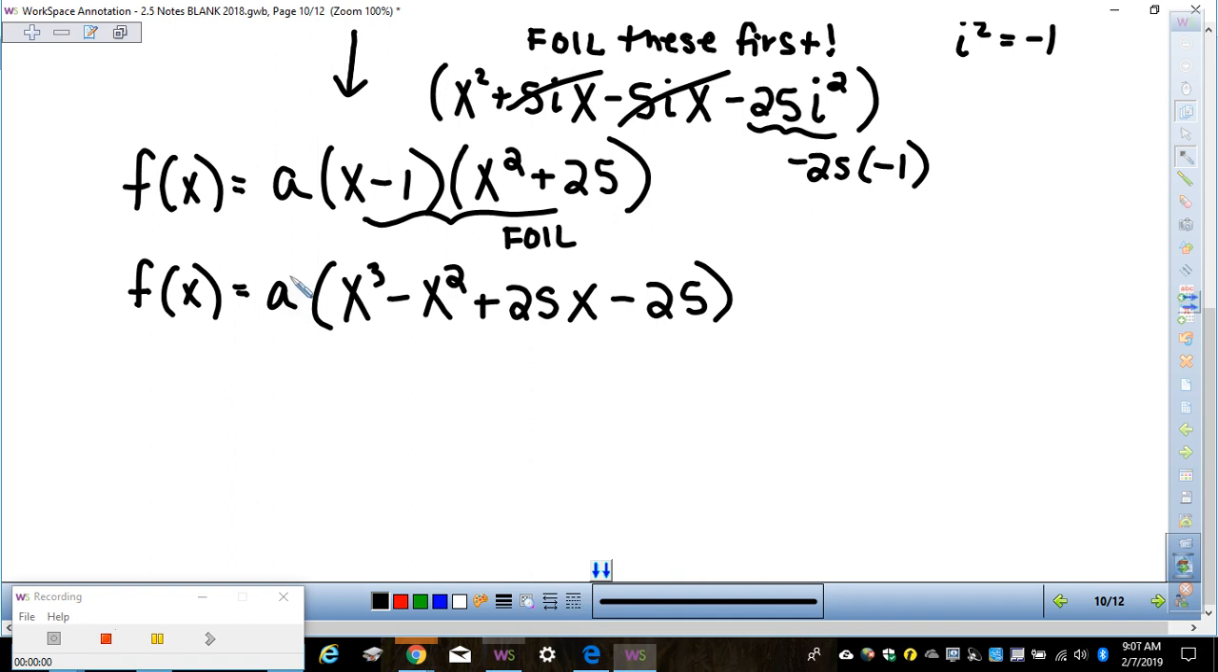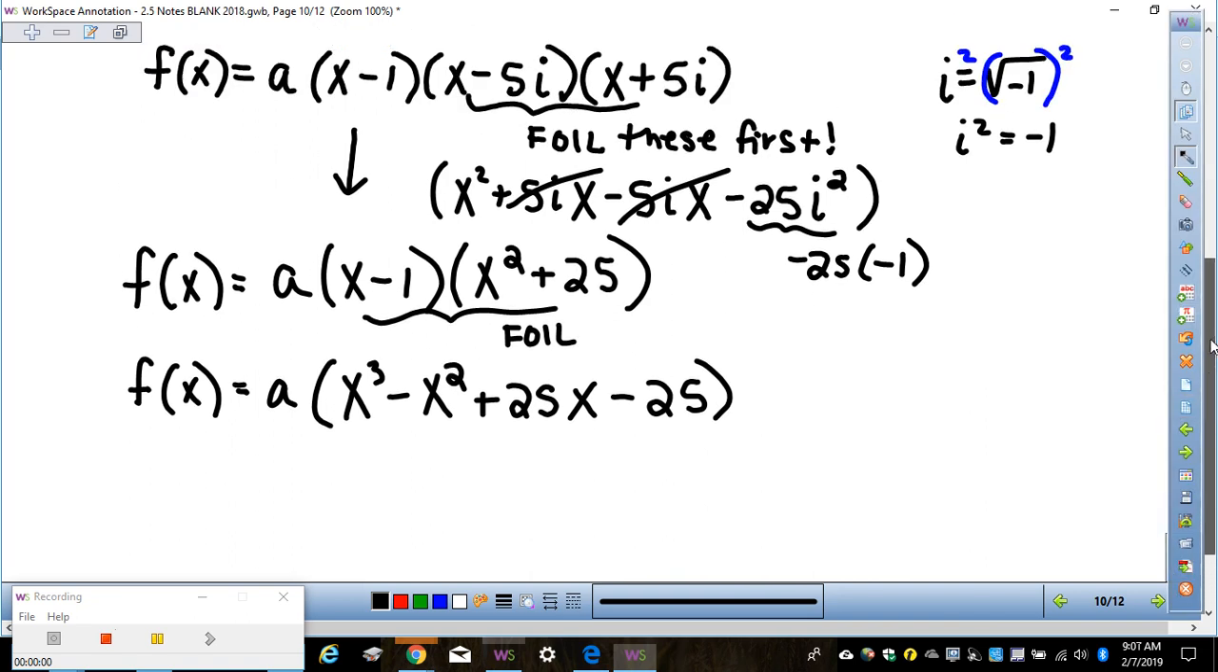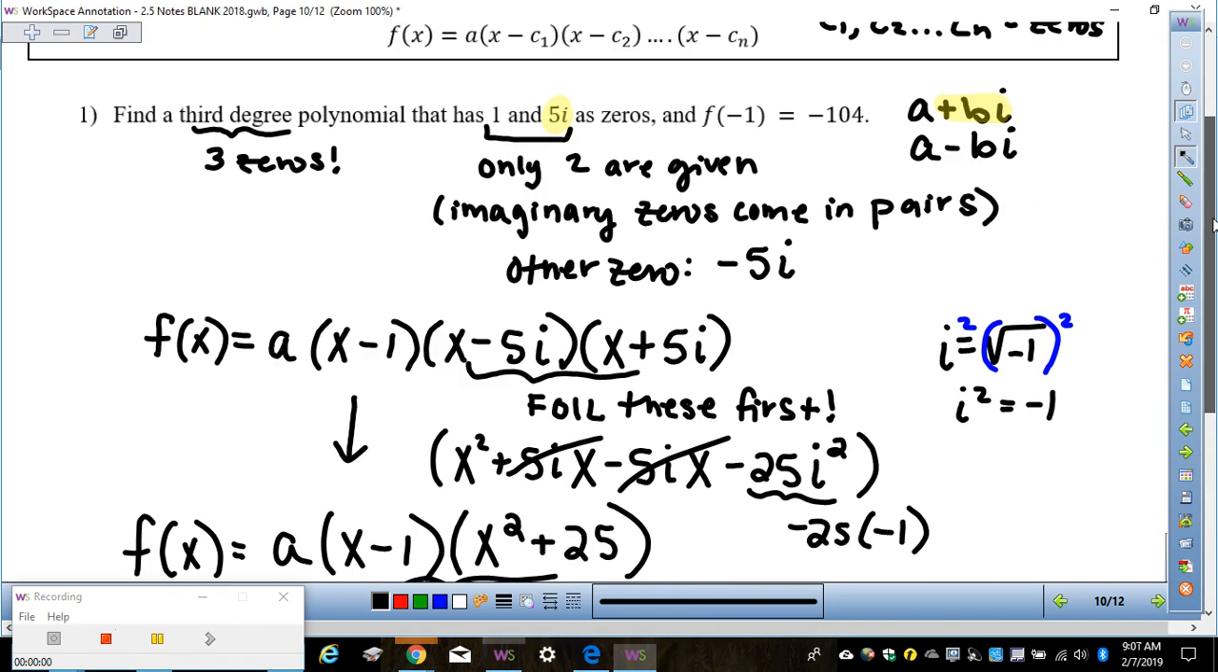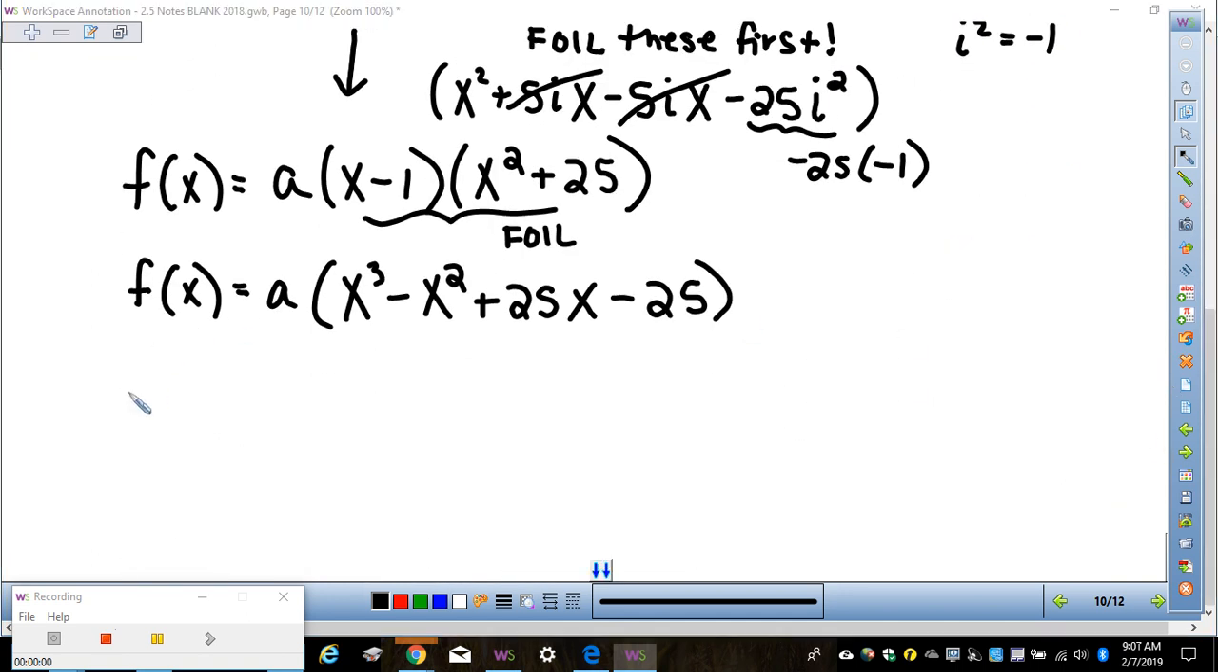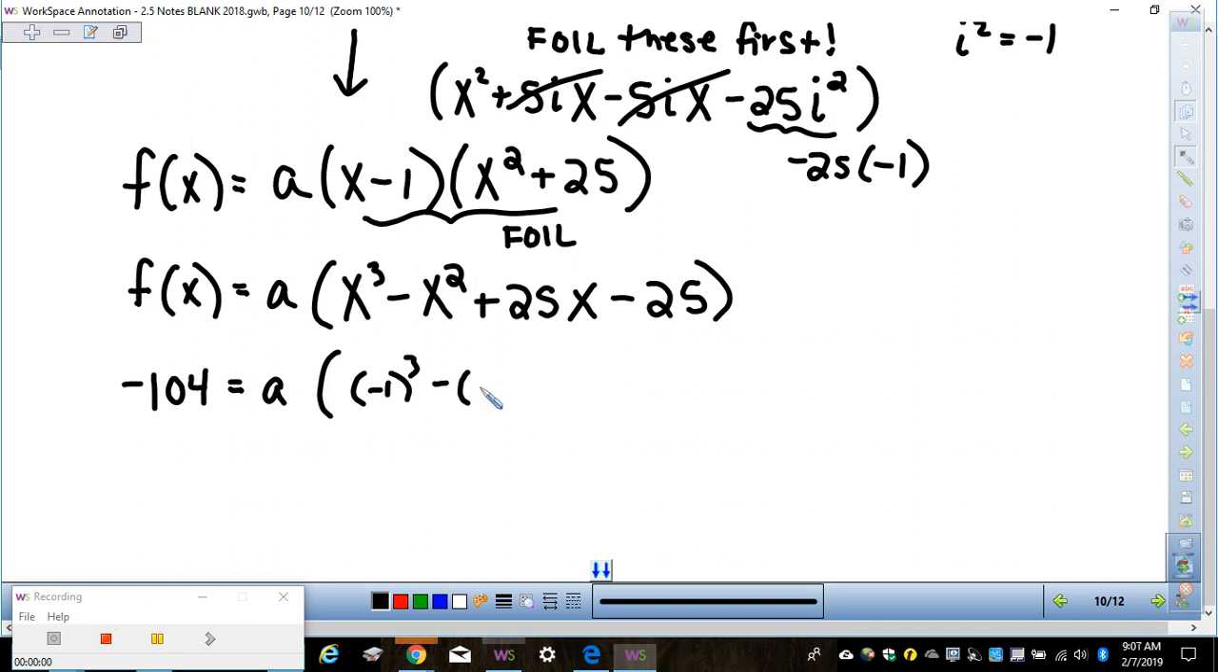The final step now is to figure out what is a. Is there a leading coefficient other than 1? And if so, we would want to distribute that through to all 4 of these terms on the inside. So we're going to use that final piece of information that they told us, that f of negative 1 is equal to negative 104. So we're going to use that to help us solve for a. That just means that when we plug in negative 1 for x, the entire value of our polynomial should be negative 104.